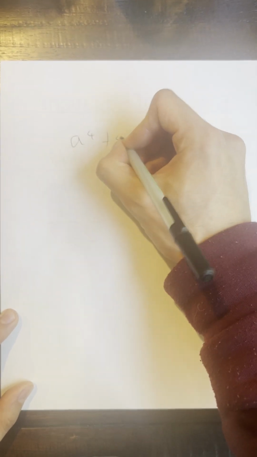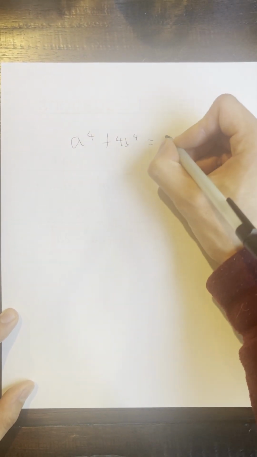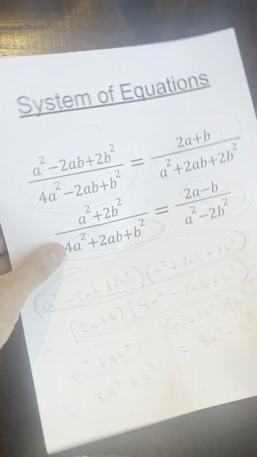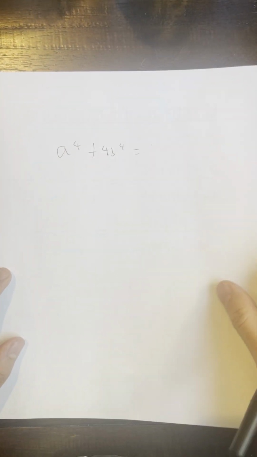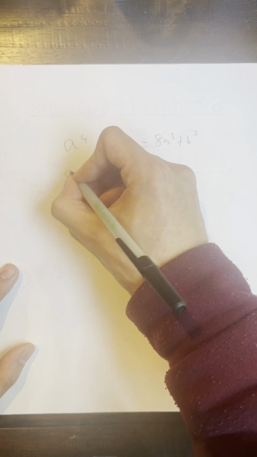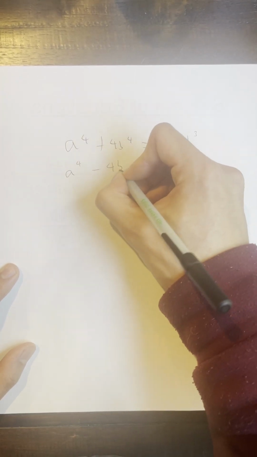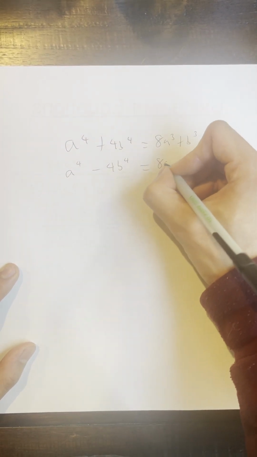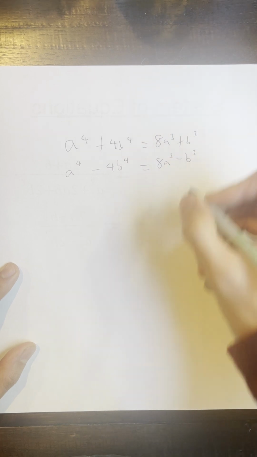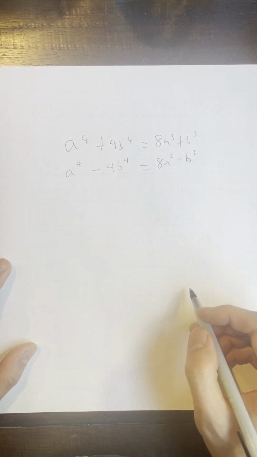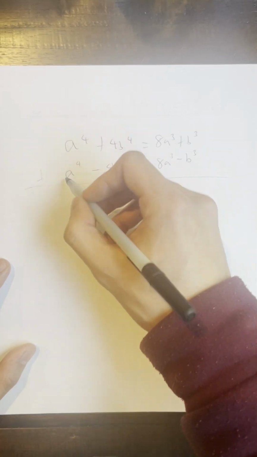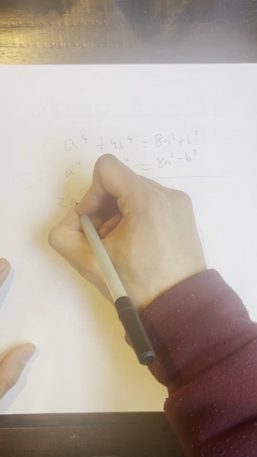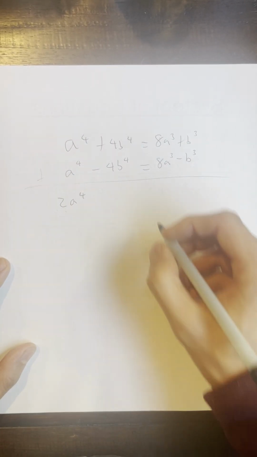Okay, so our first equation, we had a to the power of 4 plus 4b to the power of 4 was equal to 8a cubed plus b cubed. And then for our second equation, we got a to the power of 4 minus 4b to the power of 4 is equal to 8a cubed minus b cubed. So how do we solve this system? Well, let's go ahead and add these two equations. So a to the power of 4 plus a to the power of 4 is how many a to the power of 4s? 2a to the power of 4.